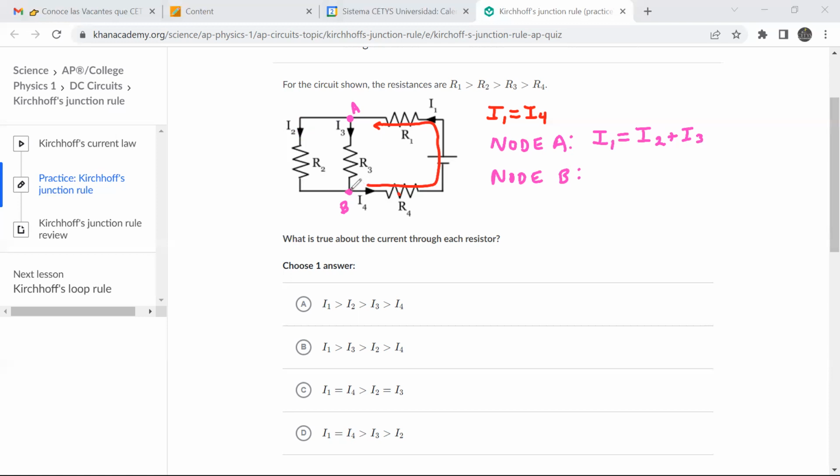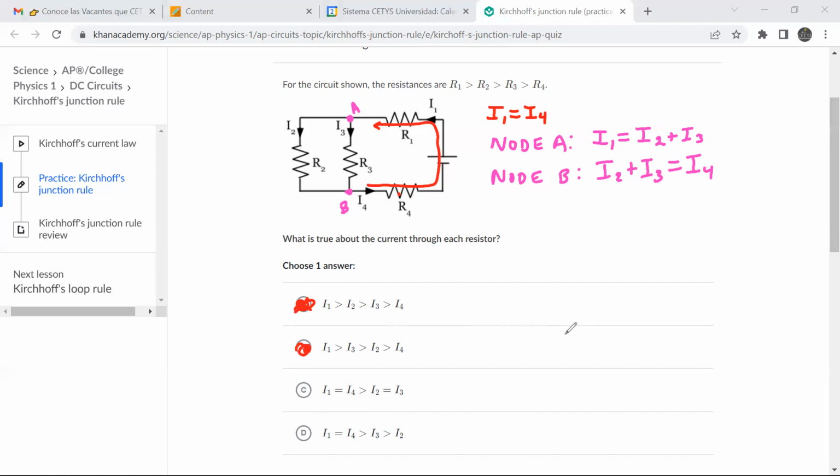Now let's look at node B. What is going into node B and what is going out? I2 and I3 are going in. And that is congruent because we just said that I1 and I4 are the same. So I2 and I3 have to be smaller than I4. Out of all of the options we have here, we're going to eliminate A, we're going to eliminate B, and we're left with these two here, C and D.